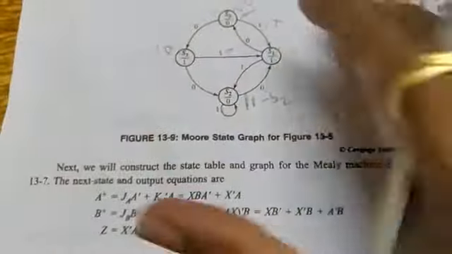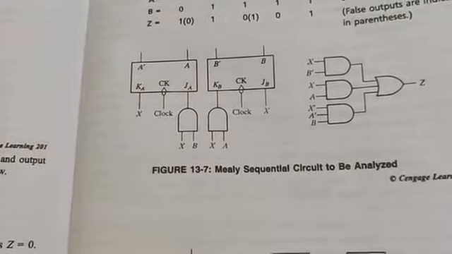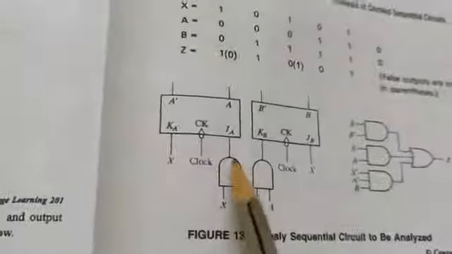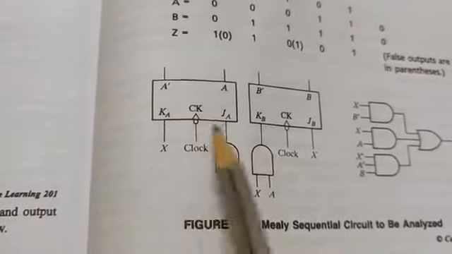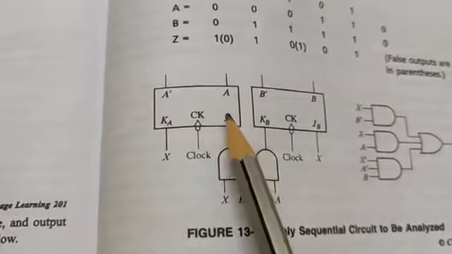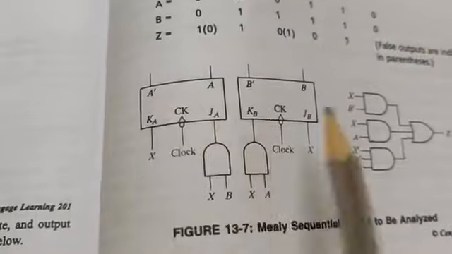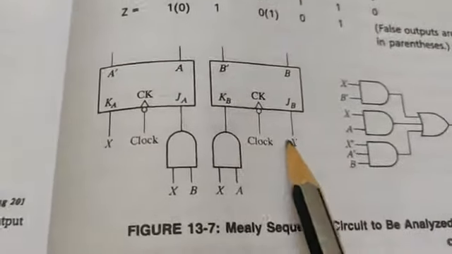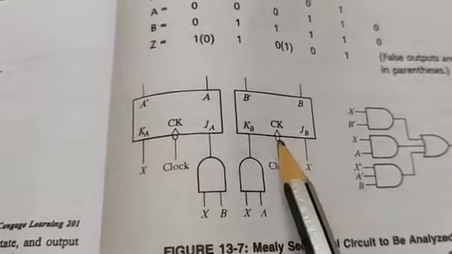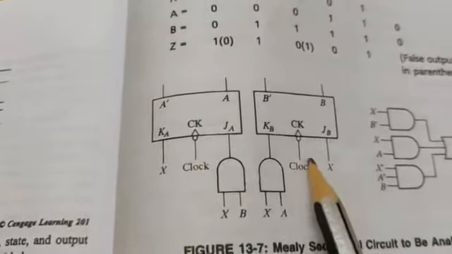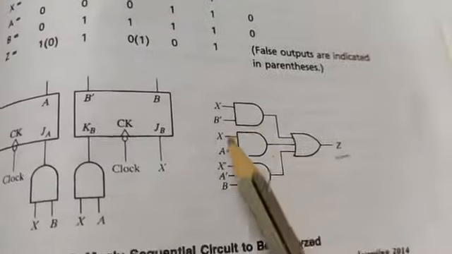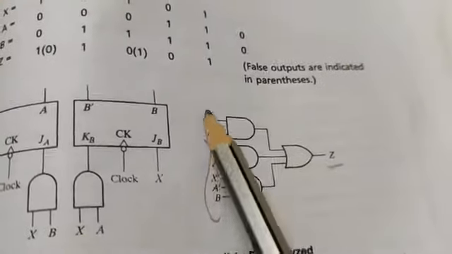Similarly, they have taken one more circuit. This is a Mealy sequential circuit to be analyzed. This circuit is built with JK flip-flops, A and B. This is the input for JA and this is the input for KA. This is the input for JB and this is the input for KB. The clock has a bubble, so it's negative edge triggered. The final output is Z, and these are the inputs for Z.